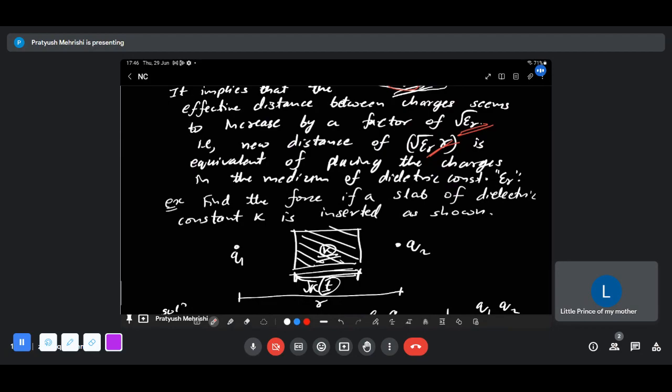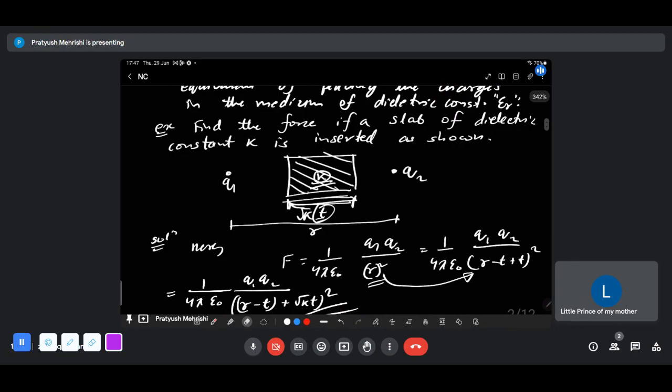See, width is given as T here, and dielectric constant is K. We have kept the slab of thickness T. Therefore, what will happen?